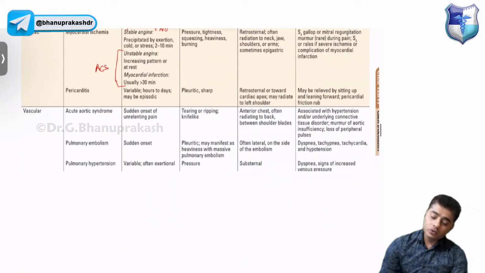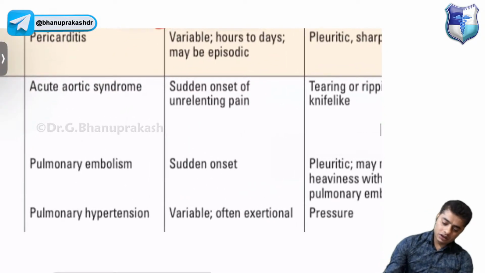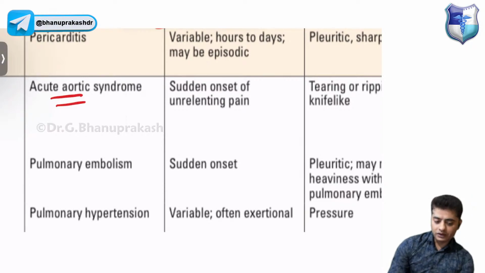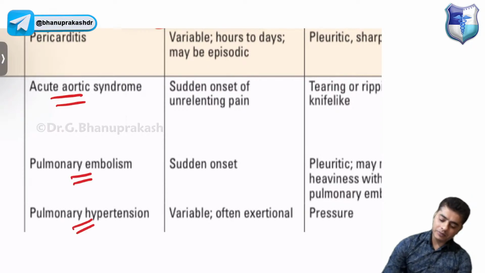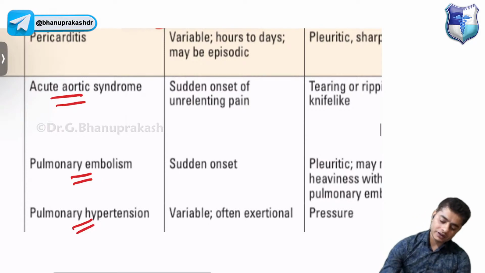Now we will come to vascular causes. In vascular, we have three causes: one is acute aortic syndrome, one is pulmonary embolism, and another is pulmonary artery hypertension. So first we'll see acute aortic syndrome.